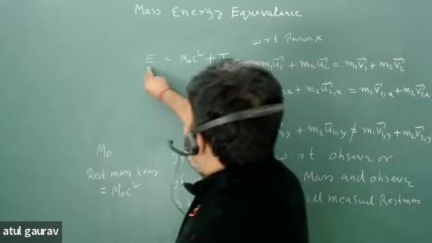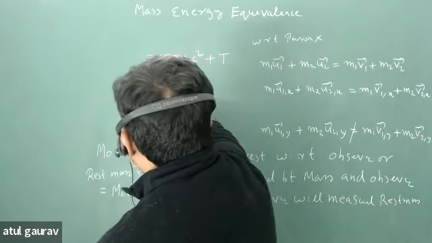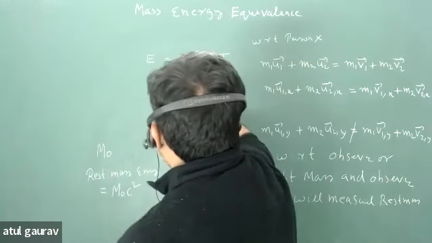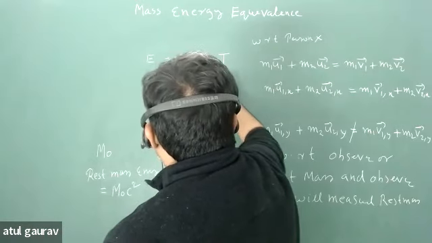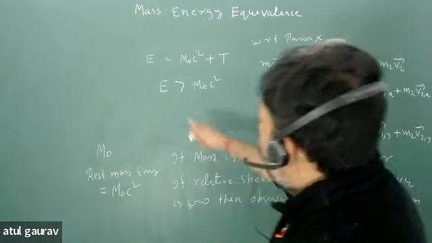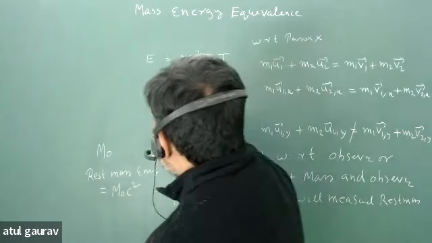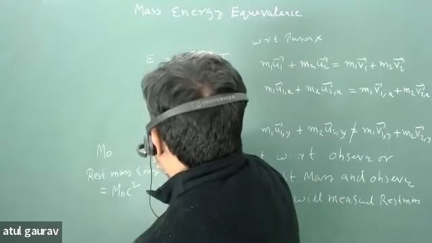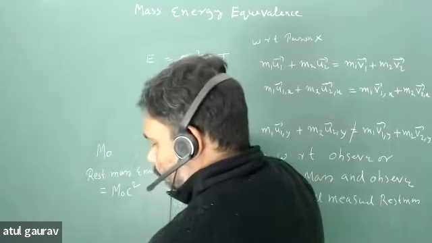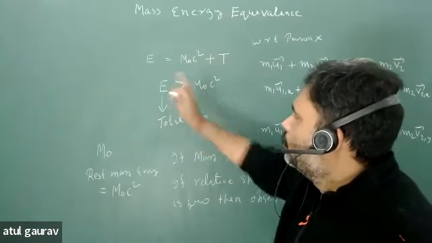Then what is this particular thing? Now you can easily see that this E will be greater than m naught c square. Are you agreeing here or not? Agreed. So this E is greater than m naught c square, and this E is nothing but the total energy of a particle. Are you getting my point? This E is nothing but total energy.